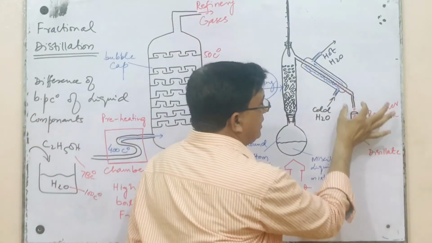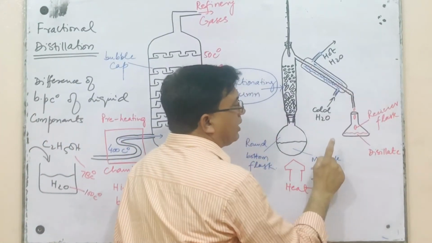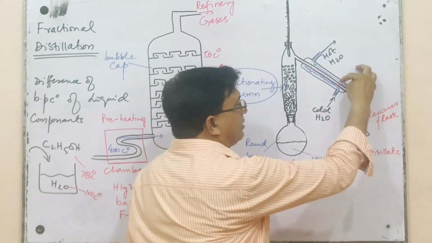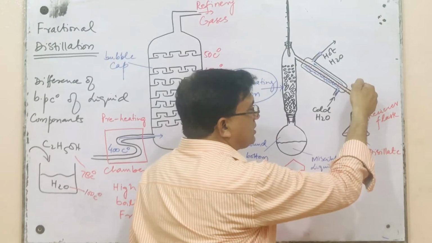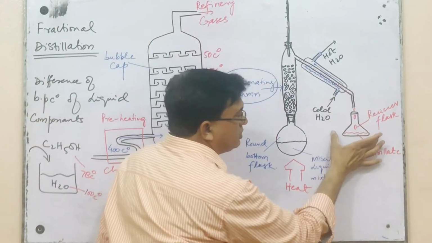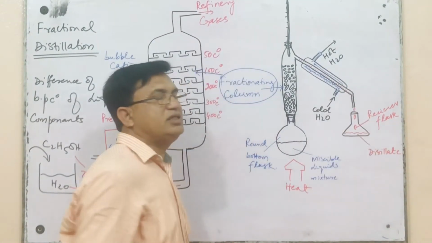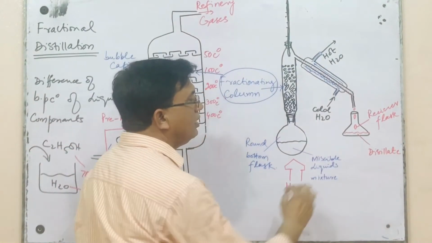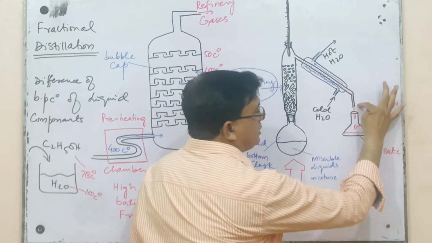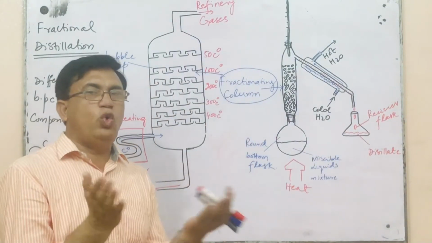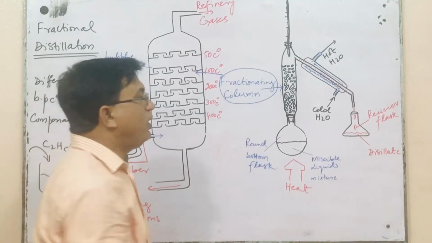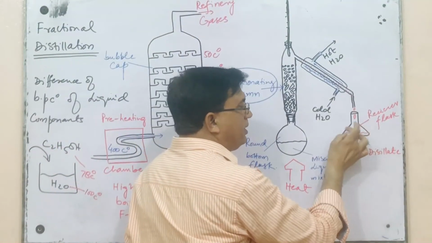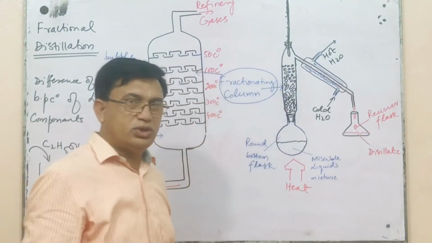Now, this is our delivery tube, this is our receiver flask, and the vapors which condense into the liquid are collected in this receiver flask, and this is called the distillate. Now, this receiver flask should be open so that when liquid enters the flask, the air trapped in the flask can go out.